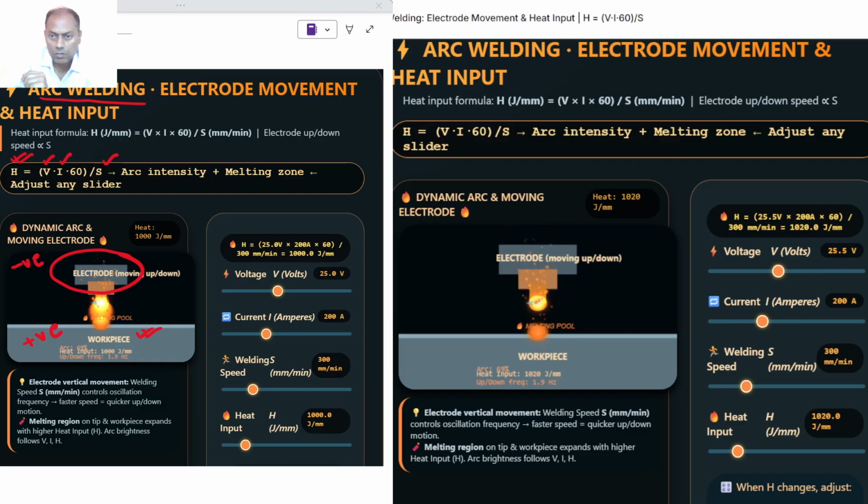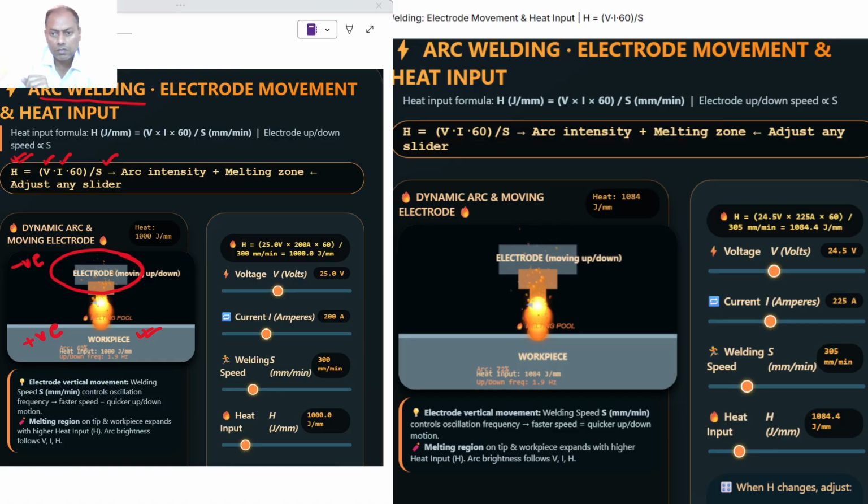Now similarly, H is proportional to I. When you are decreasing the I value, a smaller amount of heat is getting transferred to the workpiece. Now you are increasing the I value. When an operator increases the I value, the ampere, more electrons get transferred to the workpiece, so a larger melting zone will be found on the workpiece. So generally this operation is needed for a thicker workpiece to be welded.